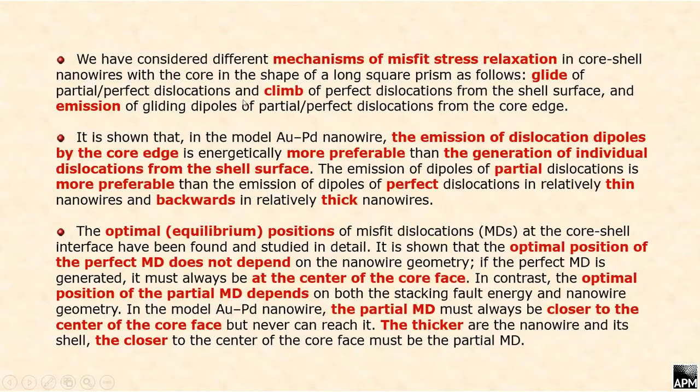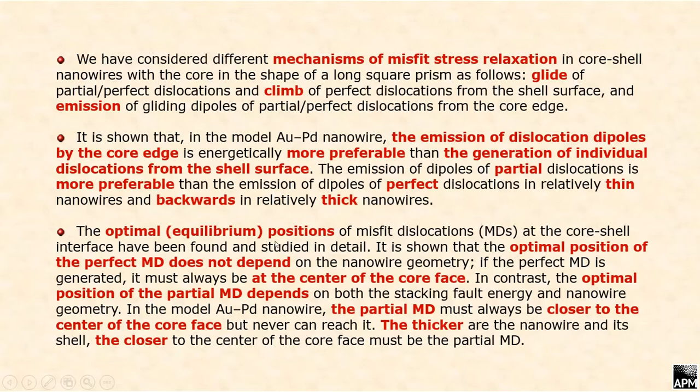Glide of partial perfect dislocations, and clamp of perfect dislocations from the shell surface, and emission of gliding dipoles of partial or perfect dislocations from the core edge. It is shown that in the model gold palladium nanowire, the emission of dislocation dipoles by the core edge is energetically more preferable than the generation of individual dislocations from the shell surface. The emission of dipoles of partial dislocations is more preferable than the emission of dipoles of perfect dislocations in relatively thin nanowires, and backwards in relatively thick nanowires.